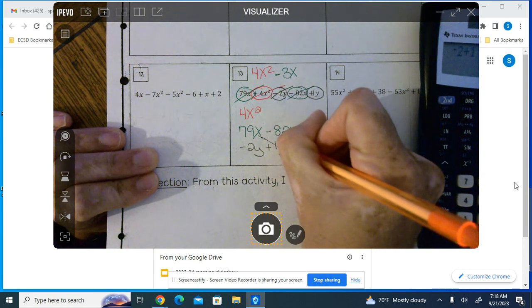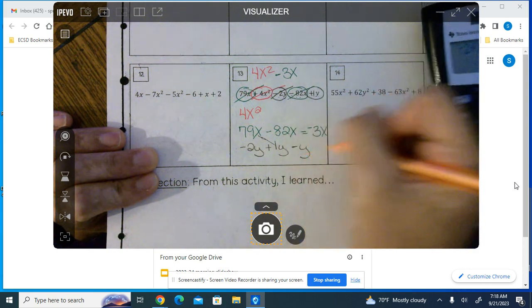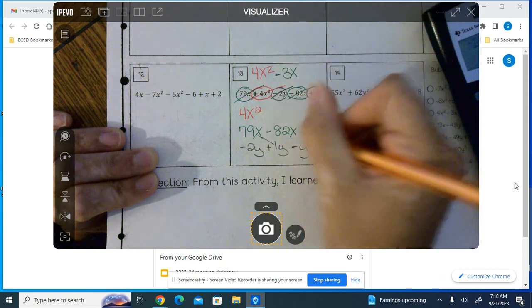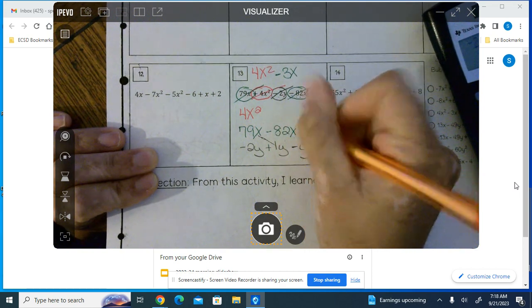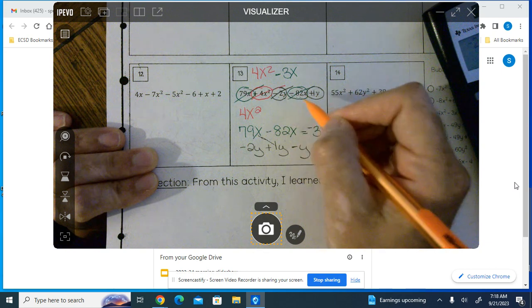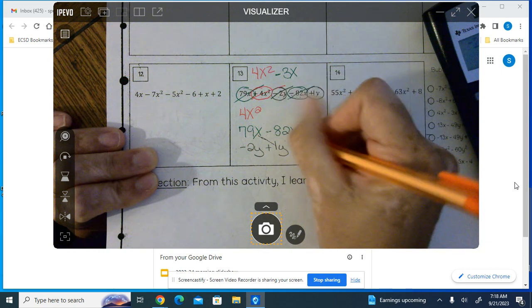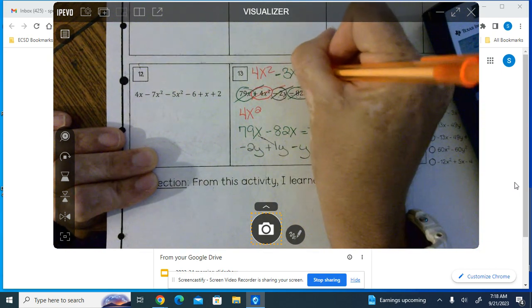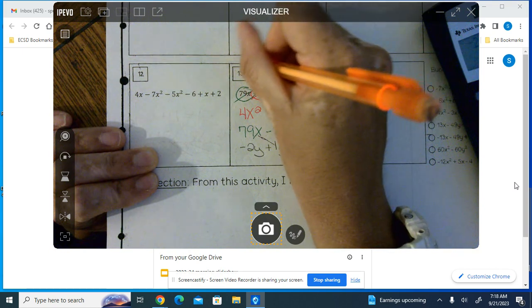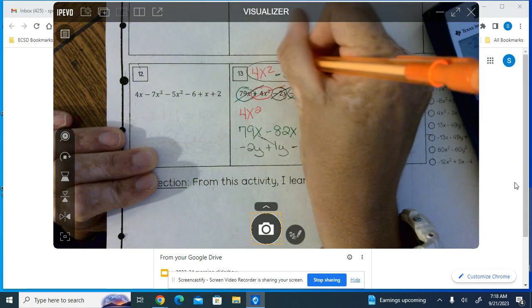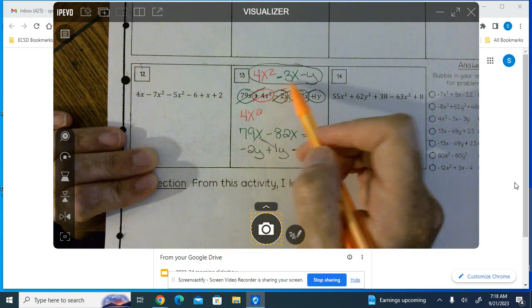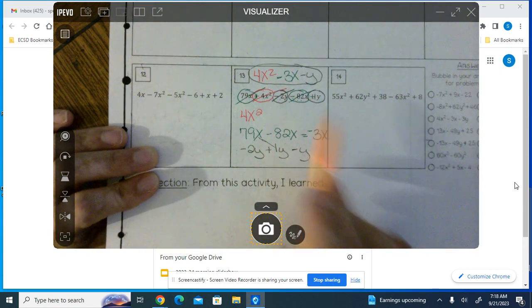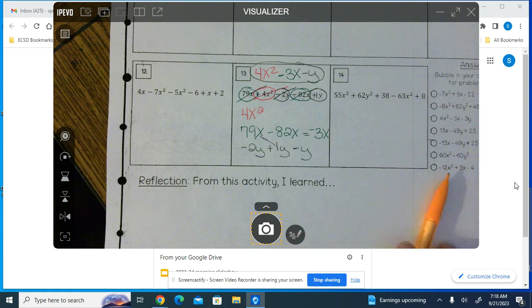So I'm just going to go ahead and over here for your answer do minus y. So this right here is going to be your answer. So 4x squared minus 3x minus y. So everything is set up beautifully.